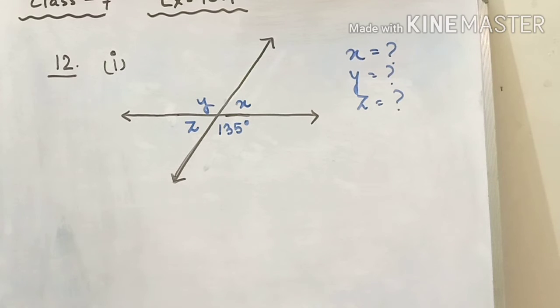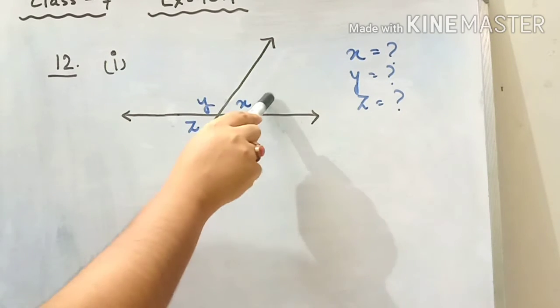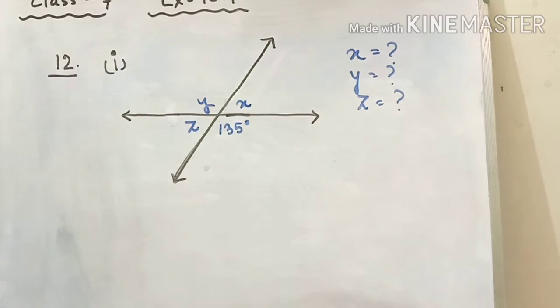Now we have already learned how many types of angles there are. During that we have learned about vertically opposite angle, alternate angle, this kind of angles, right? Now we are going to apply this information into this type of sums. How? You can see that this is a figure given, and you have been asked what is the value of these three angles, that are x, y, z. Alright, and one angle is given, that is 135.